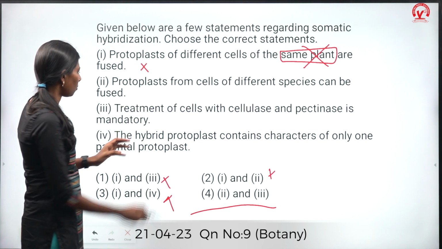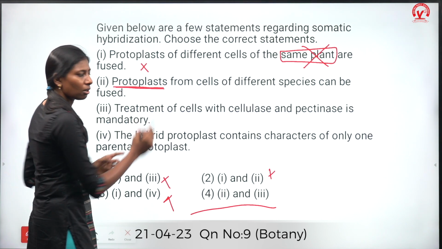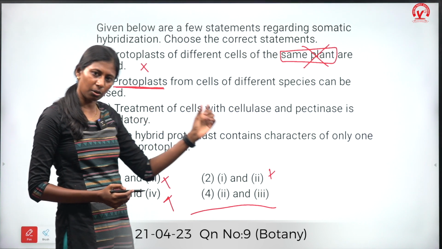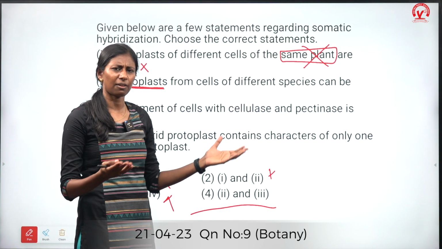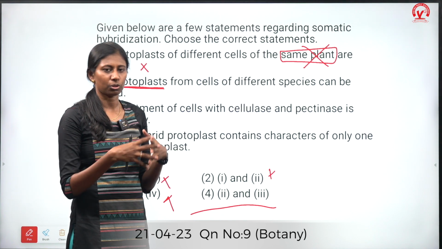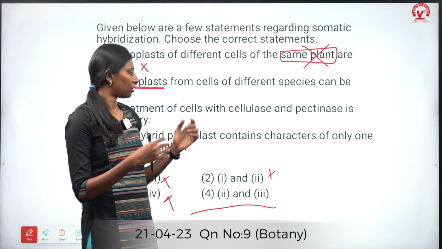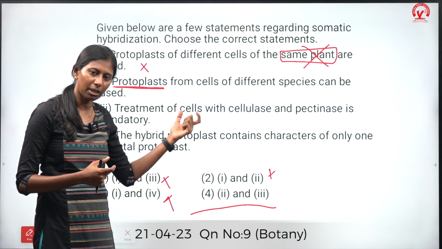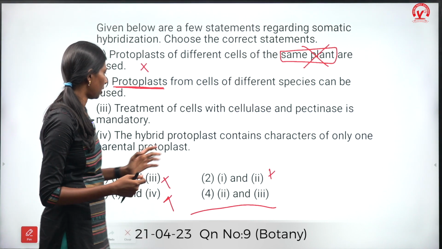The protoplast. Okay, what do you mean by protoplast? Protoplast means a cell without a cell wall. Then what is the need of a cell without a cell wall? It will be useful for easy fusion. It will facilitate the fusion. So a cell without a cell wall will be preferred in this somatic hybridization.